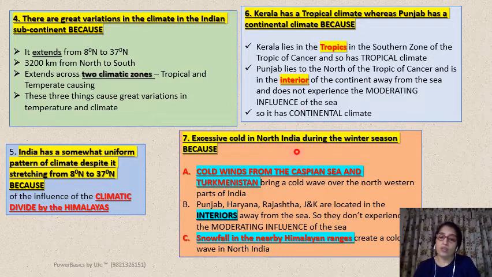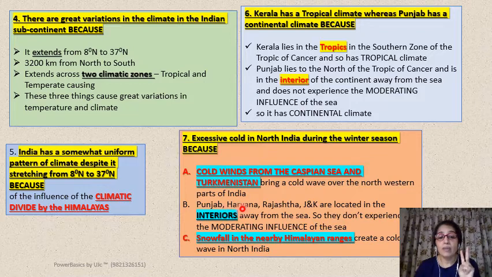Excessive cold in North India during the winter season is because why? Not because of the Siberian winds. The Himalayas are stopping them there, the barrier. Something else is happening. Cold winds from the Caspian Sea and Turkmenistan bring a cold wave over the northwestern parts of India. That is the first reason for the cold wave in North India.